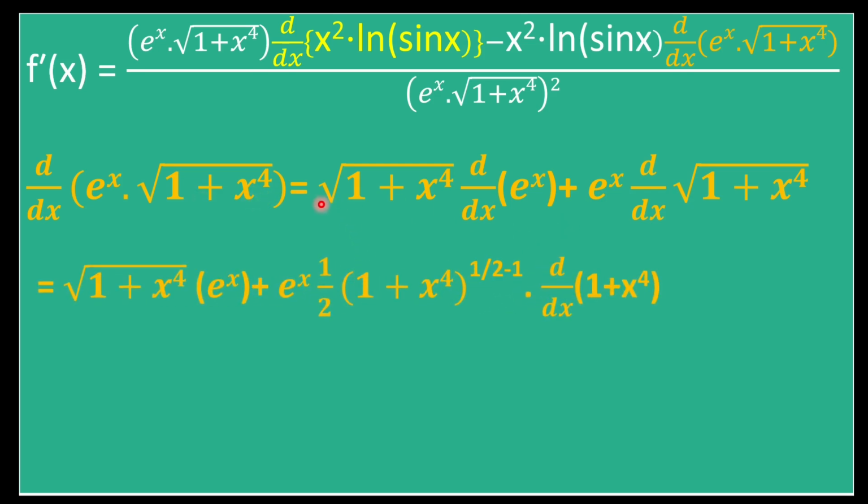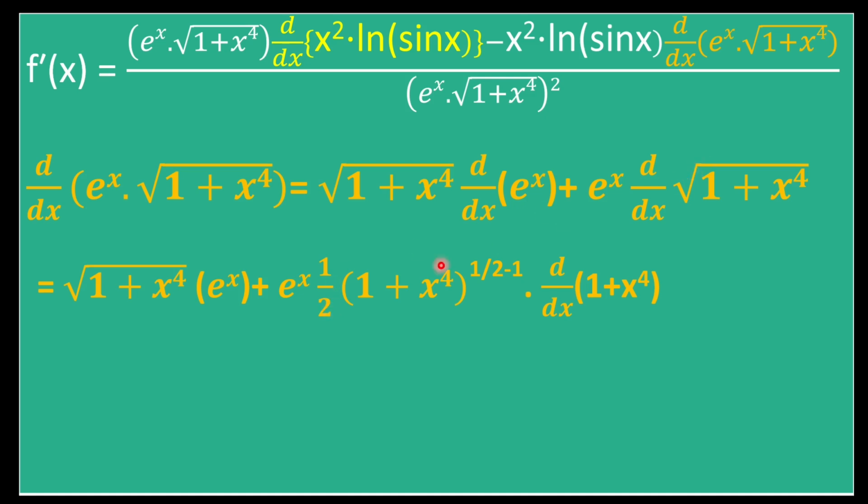So then this equation will become: this value as it is, and the differentiation of e to the power x is e to the power x, plus e to the power x, and when we differentiate this, we will write the power first.